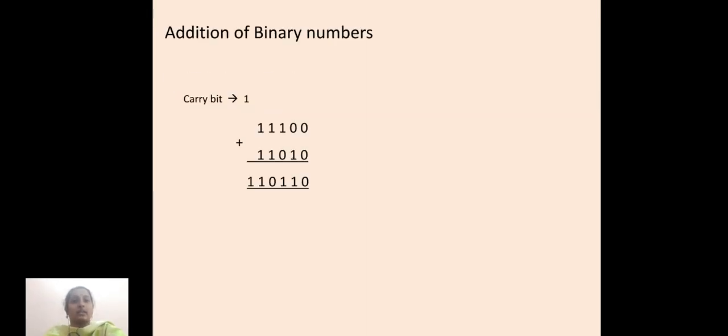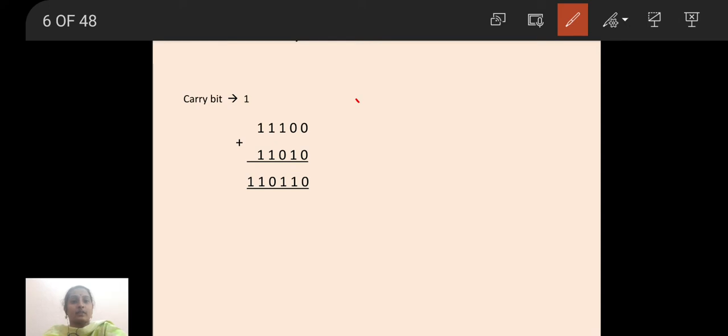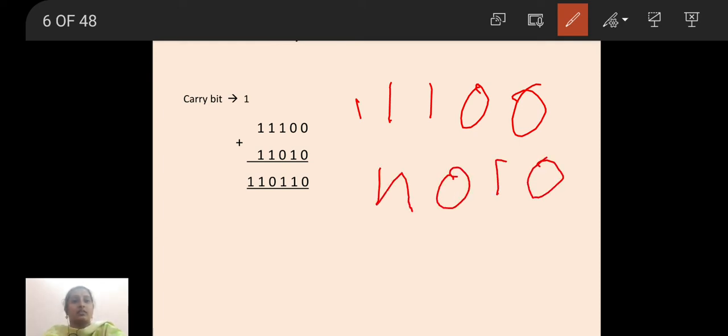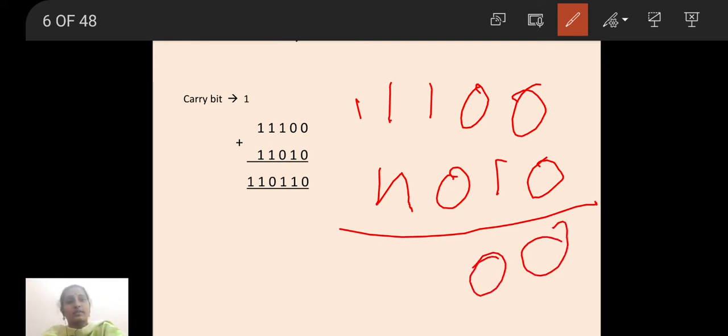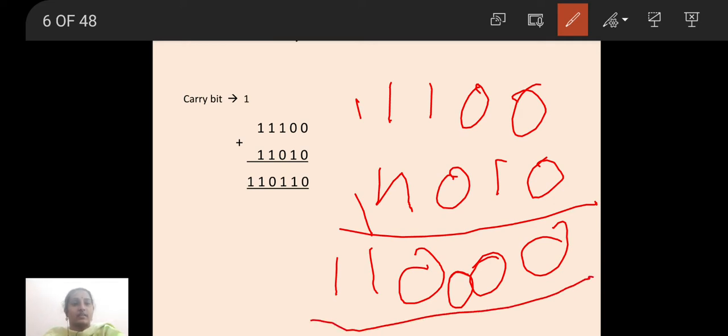So see here, one problem is there. I would like to do it first with the help of a pen. First I explain. 1, 1, 1, 0, 0. So our next number is 1, 1, 0, 1, 0. See here, 0 plus 0 is 0, 0 plus 1 is 1, 1 plus 0 is 1, but 1 plus 1, 0 is sum, carry is 1. Next, 1 plus 1 plus 1. So 1 plus 1 plus 1, in decimal it is equal to 3, but in binary it is equal to 11. Is it clear?